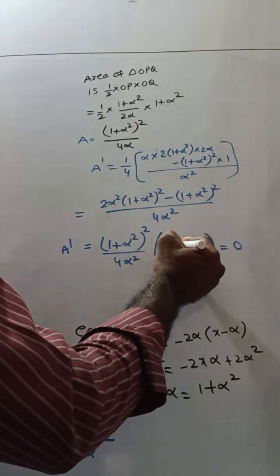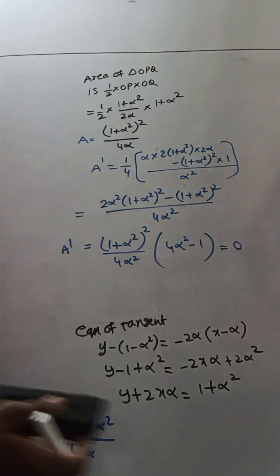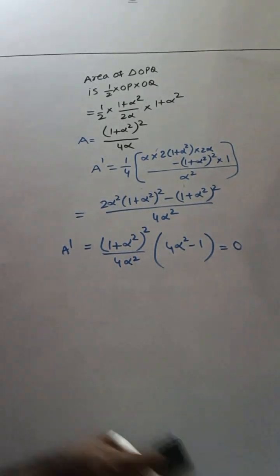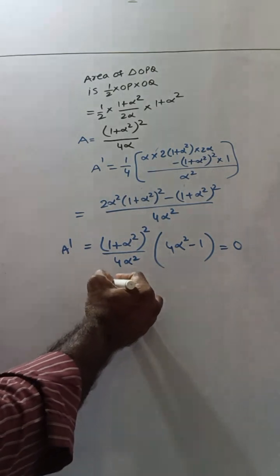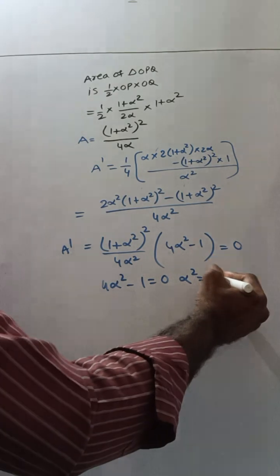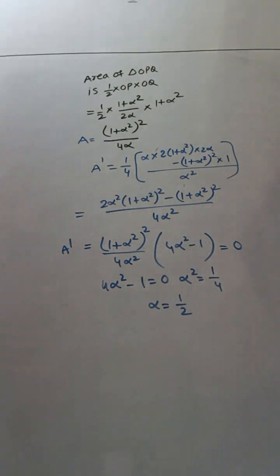It is 4 alpha square, right? 4 alpha square minus, this is (alpha square plus 1) whole square, right? Now what is the value here? So what I am getting now? This is 4 alpha square minus 1 equal to 0. Alpha square equal to 1 by 4. Alpha equal to plus or minus 1 by 2, but I am taking directly 1 by 2 here, right?